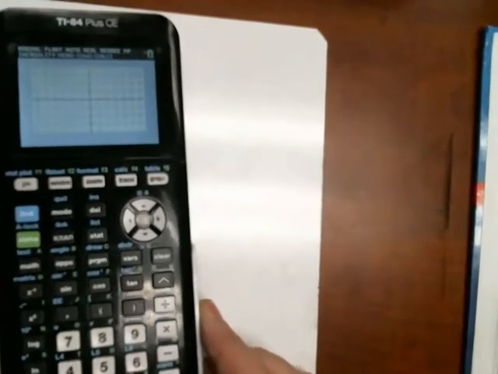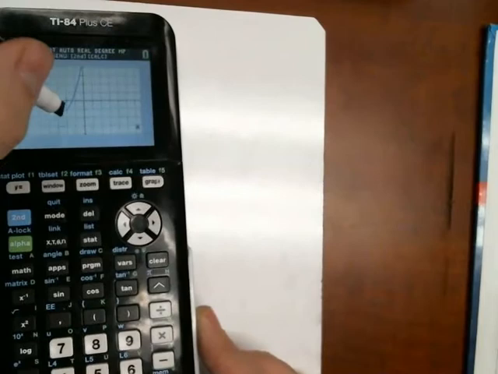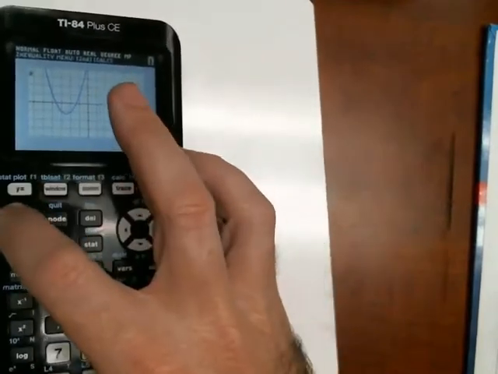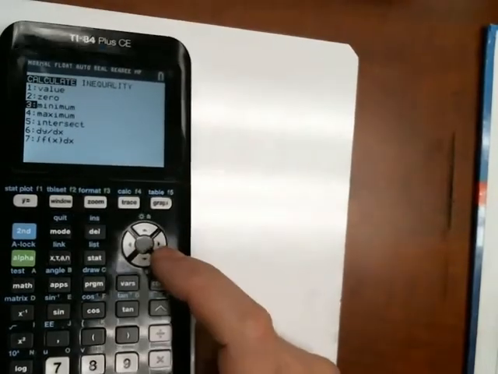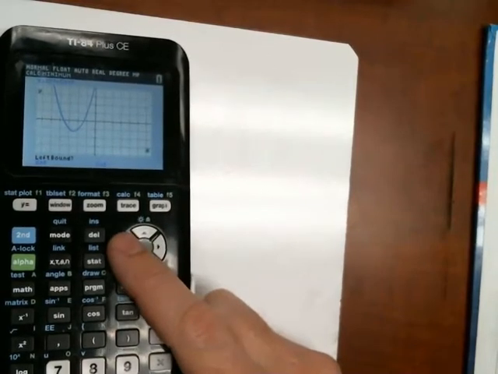Let's see if we can see the bottom of the parabola. Yep, there we go. So right down there is a minimum point. I want to know what that minimum point is. I'm going to go second calculate. I'm going to choose number 3. It tells it's a minimum because my parabola opens up.